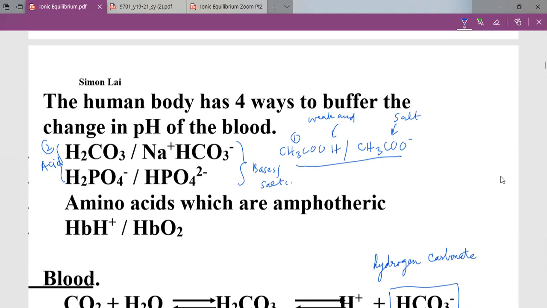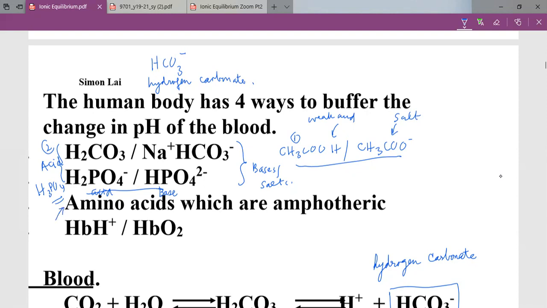If we talk about the blood, they will talk about HCO3 minus. This is your hydrogen carbonate. This can act both as an acid or a base, you can see later. And this is a famous one. Of course it came from your phosphoric acid, PO4. But this one is asked a lot. This is your acid, this is your conjugate base, or the sodium salt. 1, 2, 3, and of course, amino acids they'll also ask, because amino acids can act as acid or base.